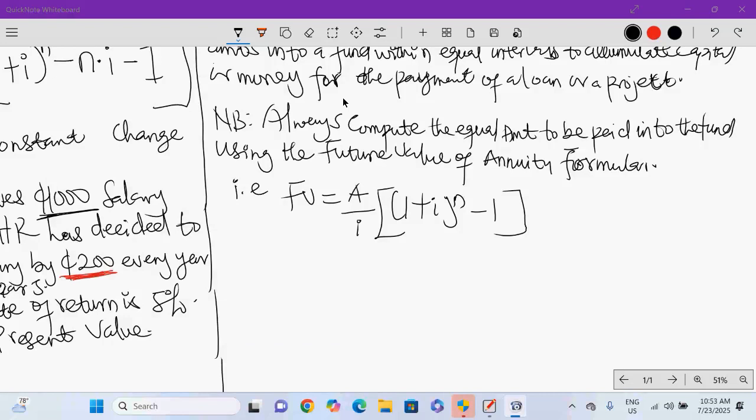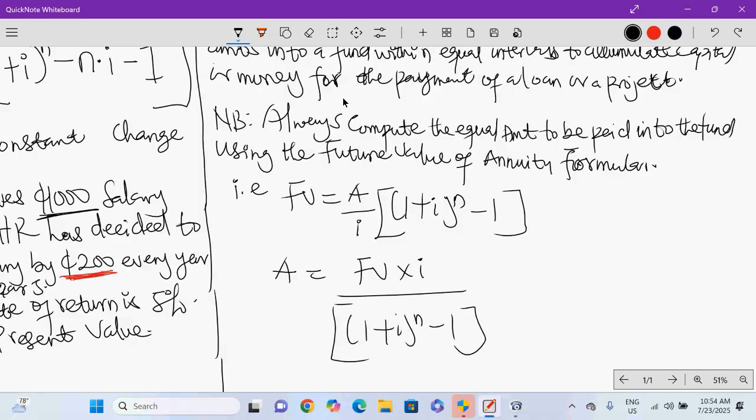Okay. So now, we said that always compute the equal amount to be paid. We mean that always compute the A. What is the A? The A is the Fn times I, that is making A the subject, right? To make A the subject, what do you have? (1 plus I)^n minus 1, right? So always compute the A.